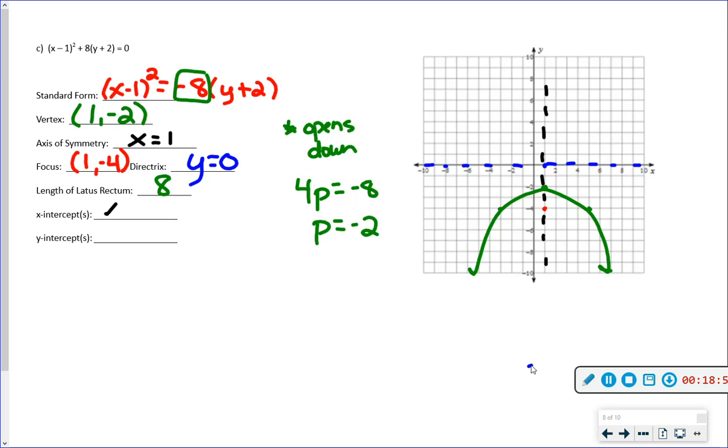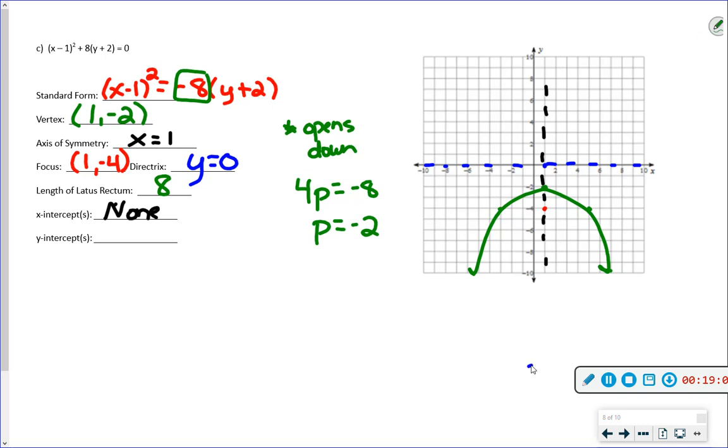I really like the x-intercepts. What's your x-intercept? None. Doesn't have to touch both axes. Super happy about that. I like no work.